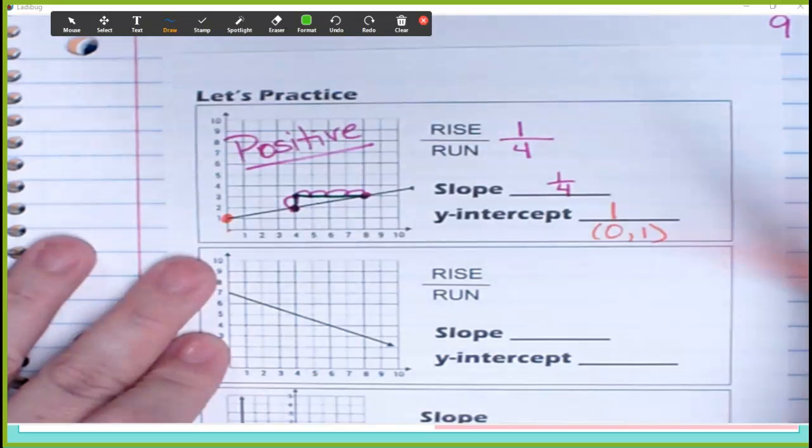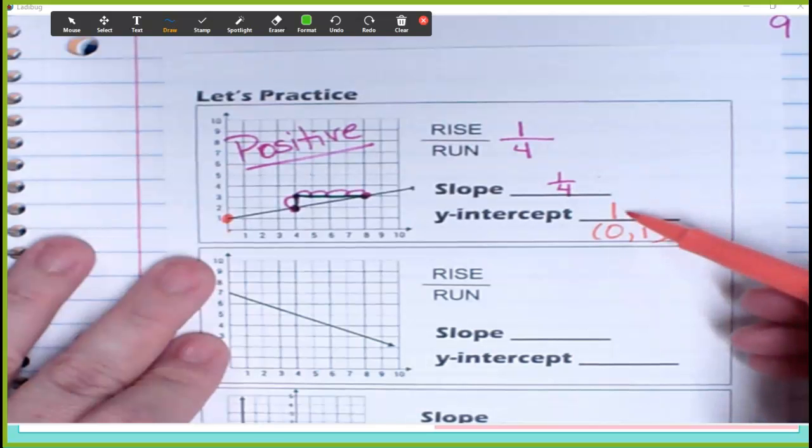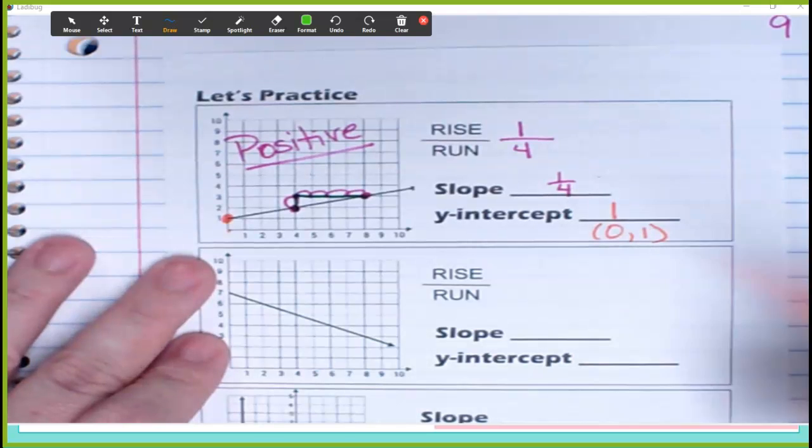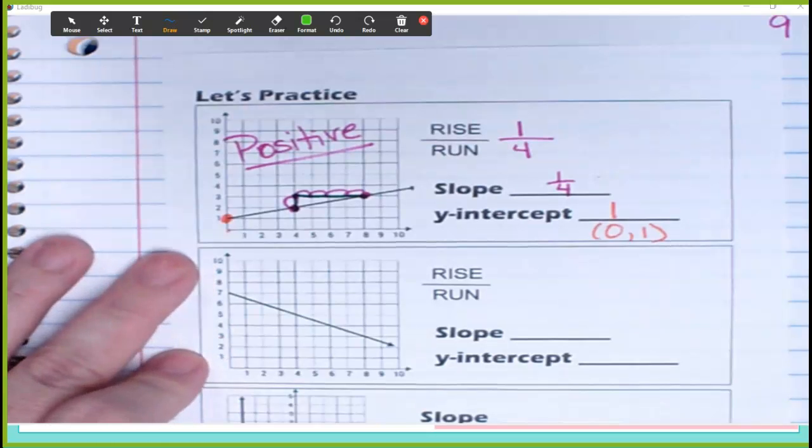So we found the slope, 1/4. My Y-intercept was at 1, or at the point (0, 1). All right, let's look at the next graph.